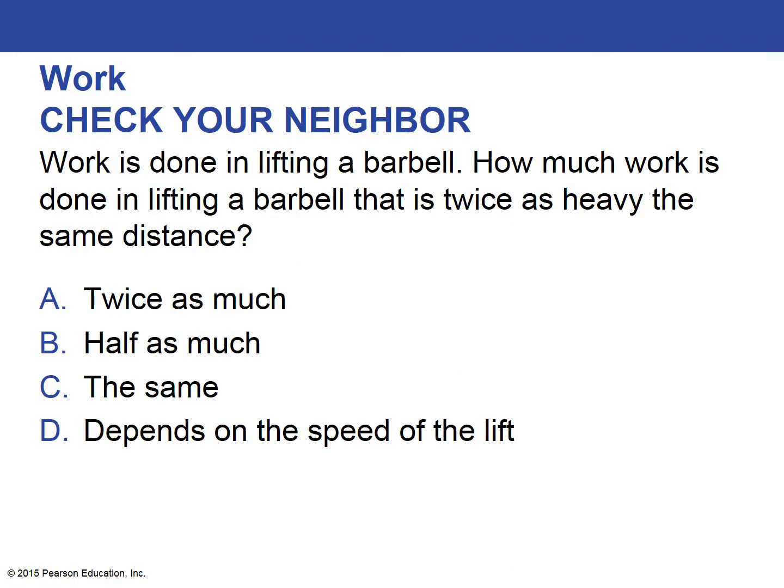Now, in this slide, we're asked to consider what happens if the barbell is twice as heavy as the value that we just quoted, and he's lifting it up the same distance, which is 2 meters. Because he has to apply twice as much force to raise it up the same distance, he has done twice as much work. So in this case, from the previous slide, we would say that he has done 3,600 joules of work to raise the barbell 2 meters above the ground.